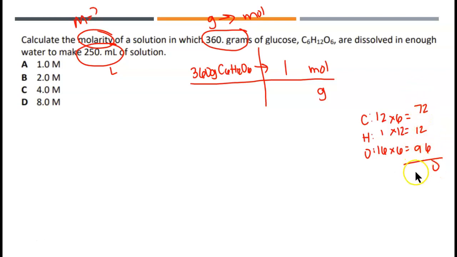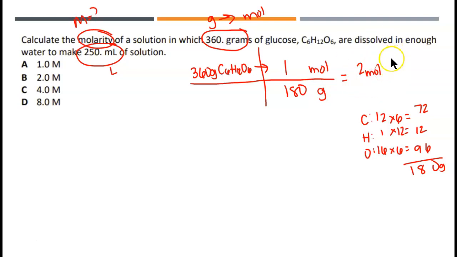0, 1, I think 7, 8, 9. 180 is what I get. 180 grams. So now we're going to divide 360 by 180 grams of sugar, which is the molar mass, and I get 2 moles.